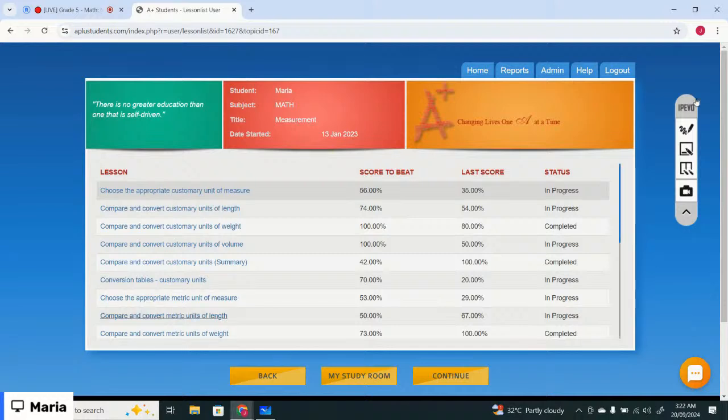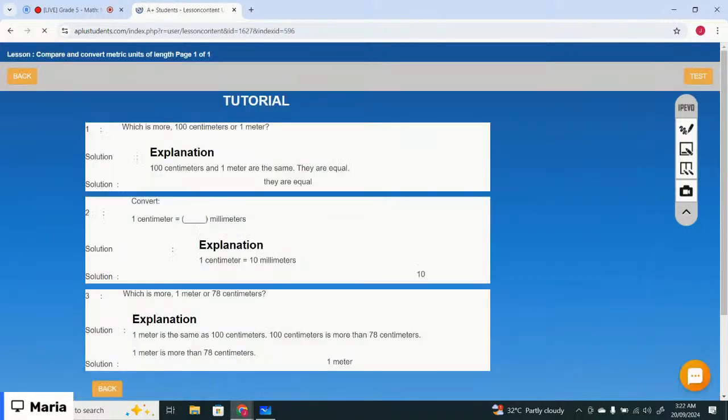The next lesson is compare and convert metric unit of length. Now we're going to discuss the units of length, right? How do we measure the length of different things? So the first example is which is more, 100 centimeters or 1 meter. So meter and centimeter, they both are the unit to measure the length. Meter is a bigger unit, because 1 meter equals 100 centimeters.